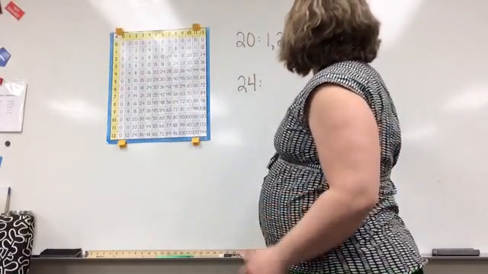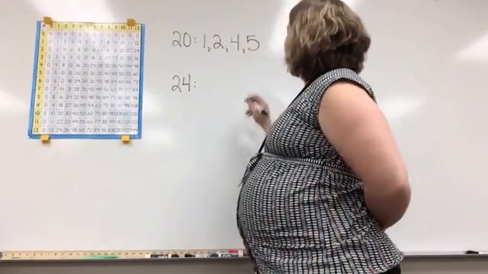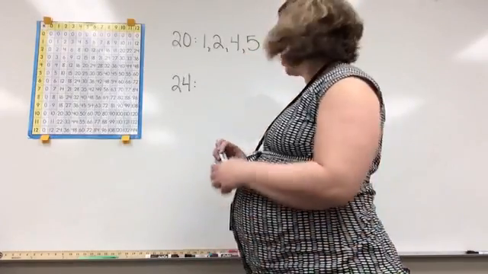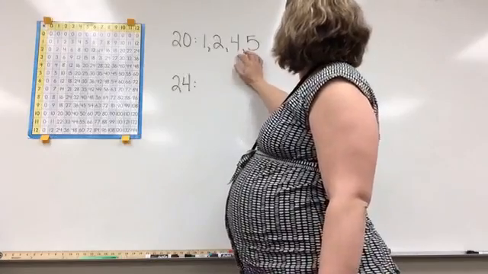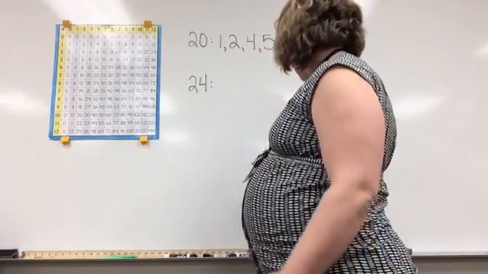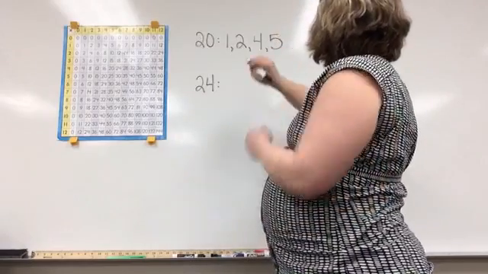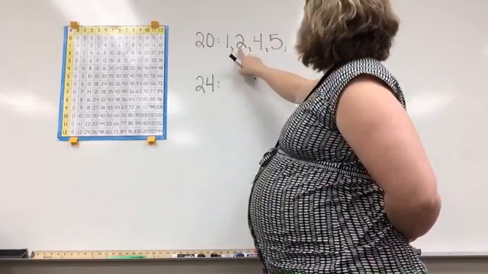Okay, the number 5 I know is also a factor because it ends in 0. And I notice that 4 times 5 equals 20. Every factor needs to have a partner on our factor list. 4 times 5 equals 20, so those are partners. Now I just need to work backwards and give the rest of them a partner too.